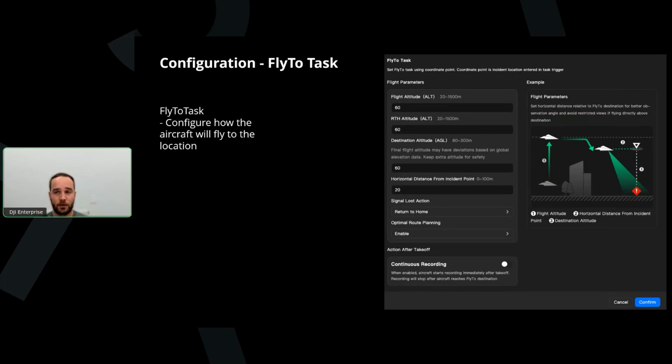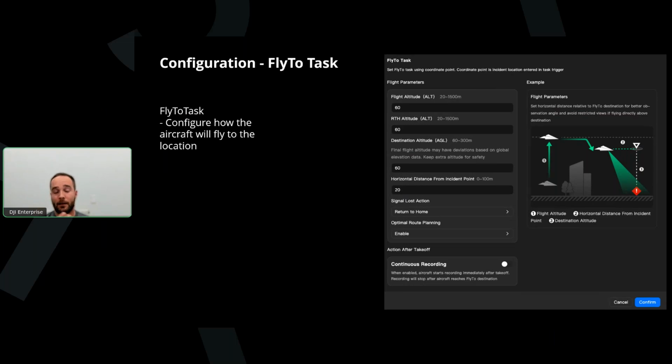So if you've used Flight Hub 2 before, this should look fairly familiar with the fly to task, right? You can see it outlined here on the right side, nice graphic, right? What altitude does the drone go up to? When it gets to the location, what should the final altitude be? What's our return to home altitude if we need to initiate that due to the signal being lost?